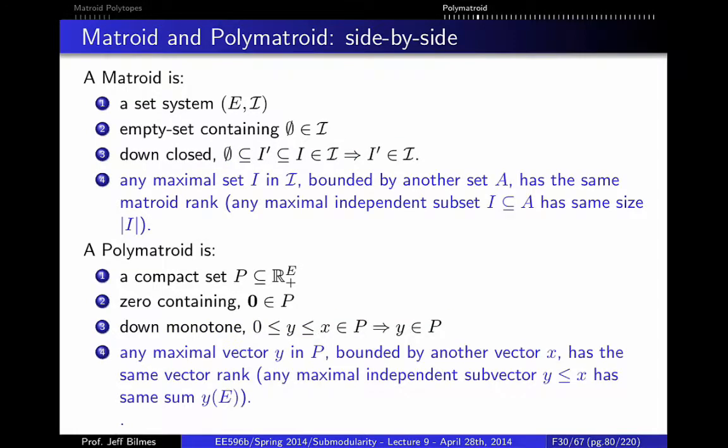And then lastly, in a matroid, any maximally independent subset of a set A has the same matroid rank, which basically ends up being the size of the maximal independent set contained within A. And in a polymatroid, we're saying that any maximal vector y in P bounded by another vector x, or in other words, any maximally independent subvector of x, namely y, is going to have the same component sum, or the same vector rank.